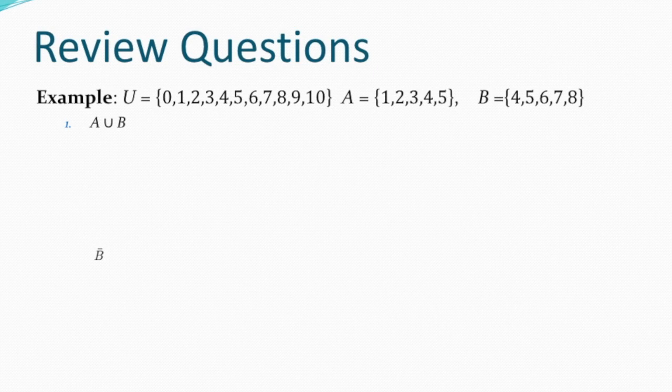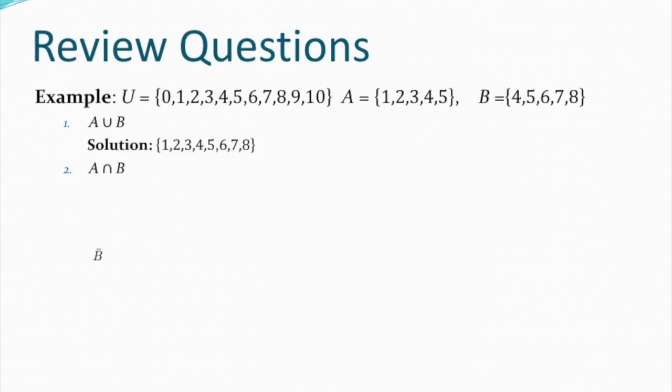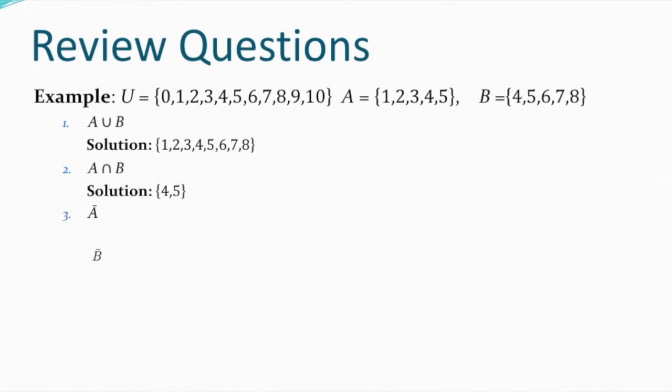As a revision, take for example the sets U, A and B, as you can see here in the example, and we want to find A union B, A intersection B, A prime, B complement or prime, A minus B, and B minus A. The union of them will be 1, 2, 3, 4, 5, which is everything you have in set A combined with everything in set B. The intersection, the common elements between A and B, are 4 and 5.